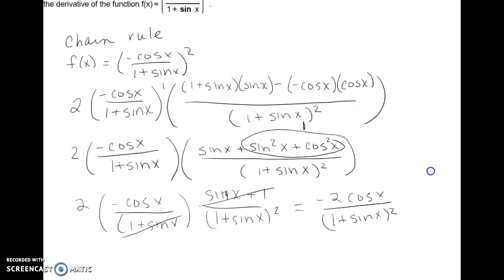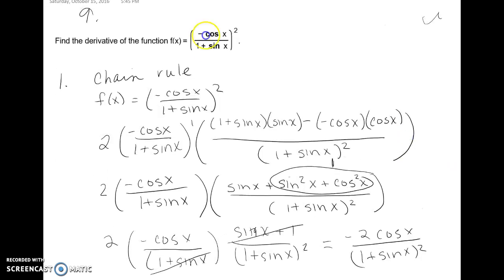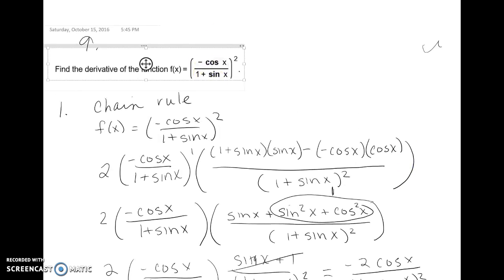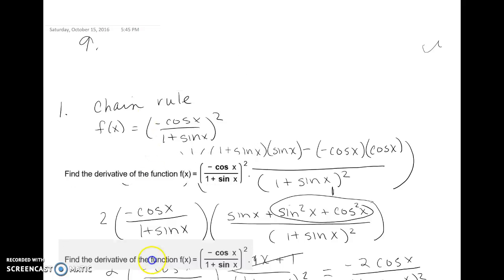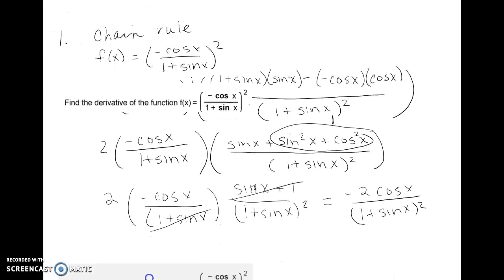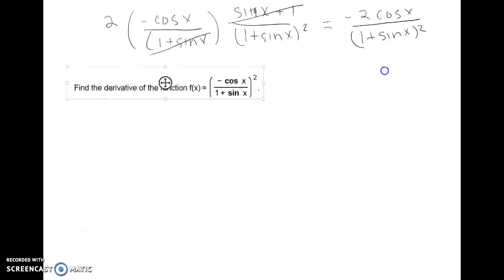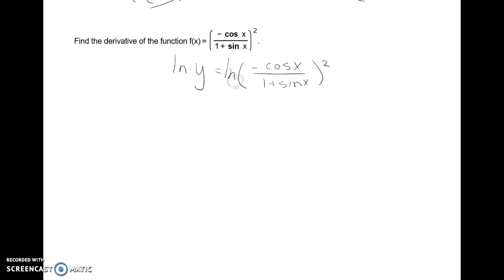Now, the other way, let me just bring this down with us. Okay, so the other way we could do this problem, so let's write this as y equals negative cosine of x over 1 plus sine of x squared, is we could use logarithmic differentiation. So we could do natural log of y equals natural log of this.